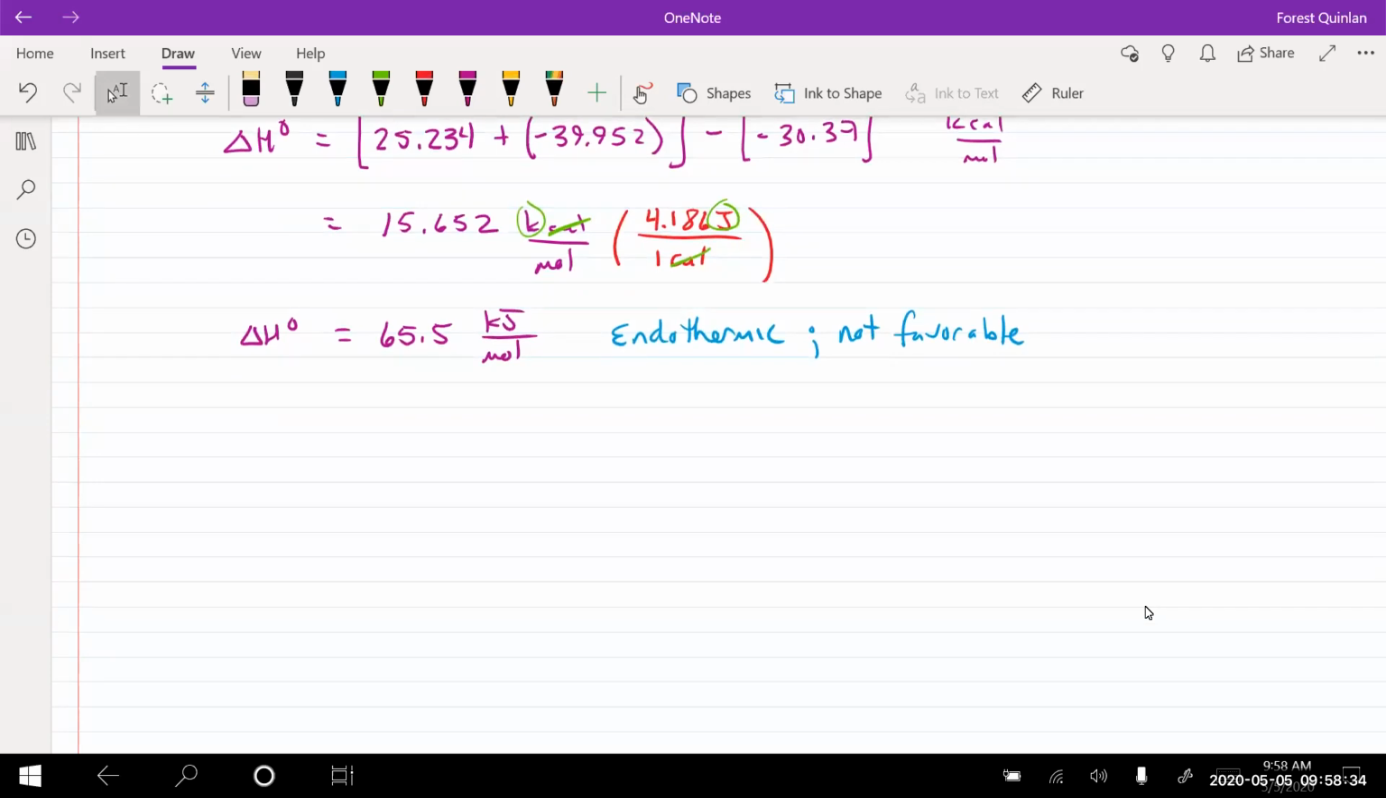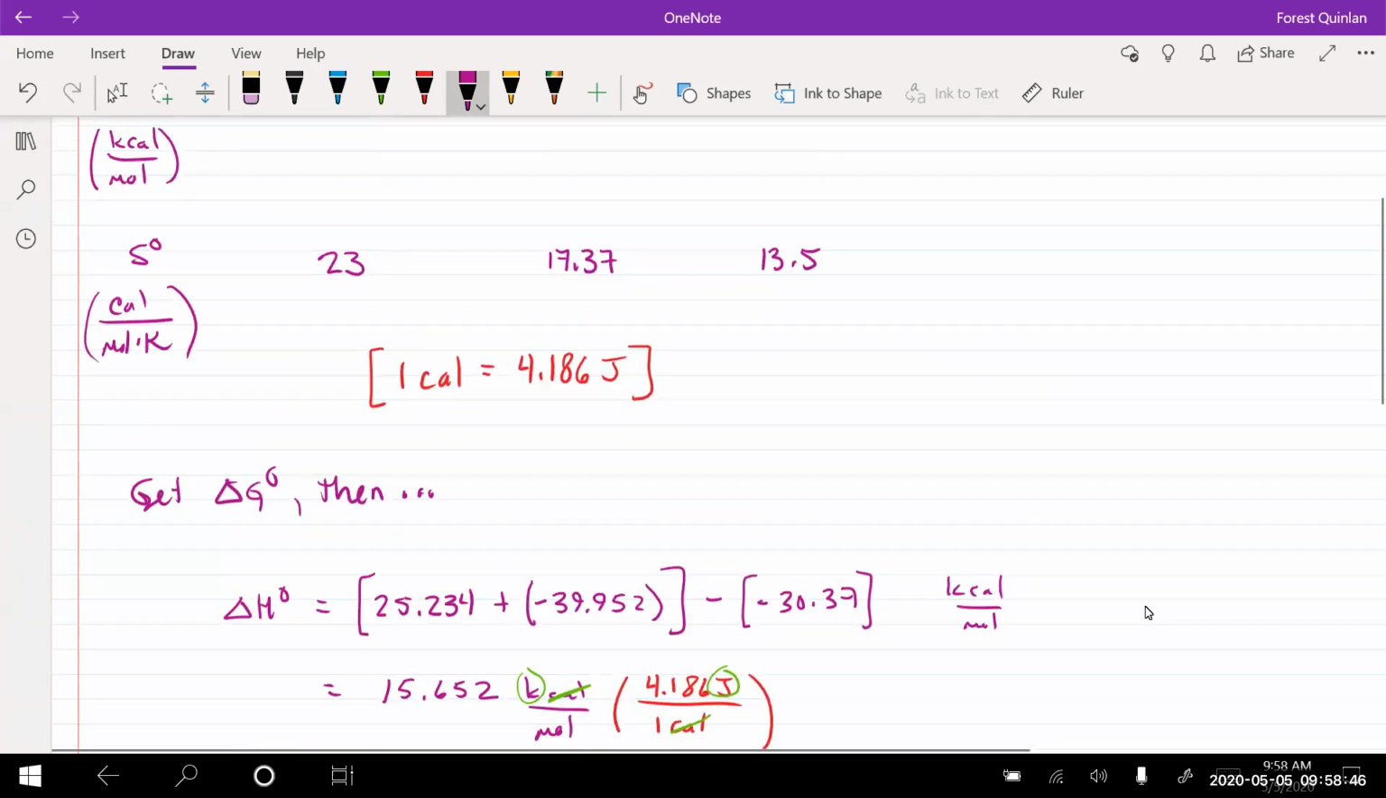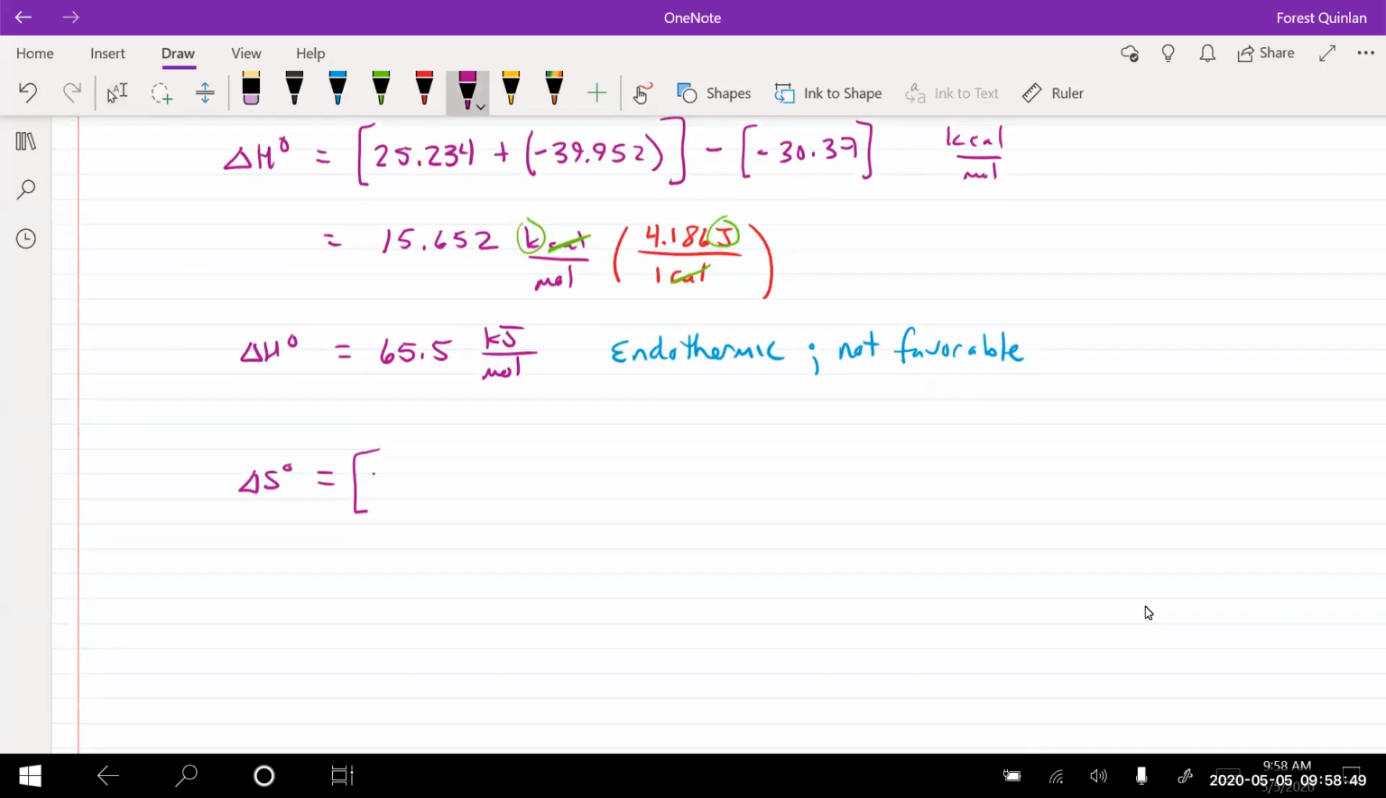All right, so let's do delta S naught. And that is going to be, I can't trust those, so 17.37, I believe, plus 13.5 minus 23. And this is again calories per mole Kelvin. Do that, you get, what is that, 7.87? Dallas, confirm. Yeah, that's what I'm getting. Thank you.